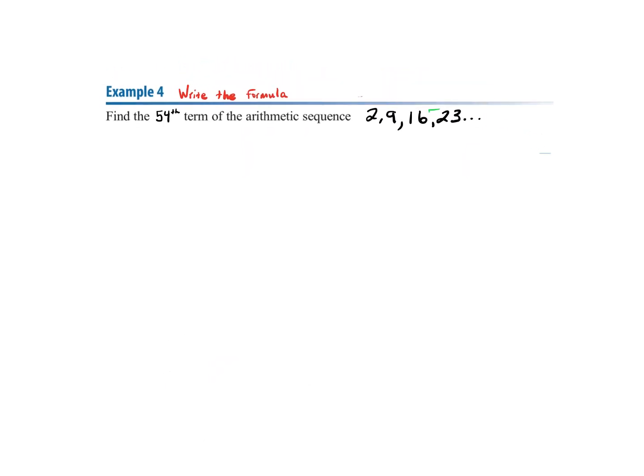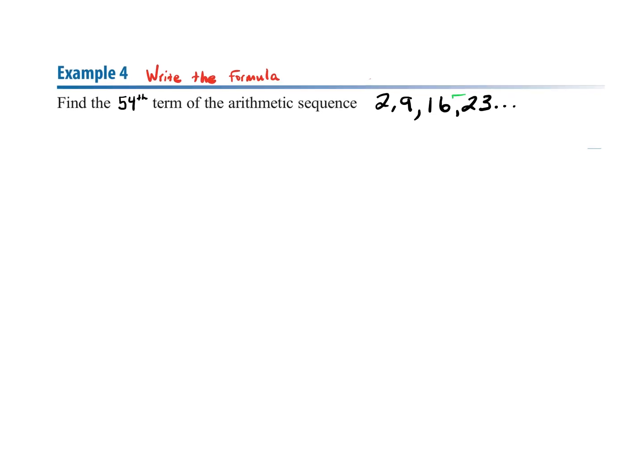Let's look at example 4. We want to write the formula and find the 54th term of the sequence. So with our formula, what's our common difference? What are we adding to get from one number to the next? We're adding 7. Perfect. So 7 would be our common difference. We could use either one of our formulas. If we want to use A sub n is equal to A sub 1 plus n minus 1 times D, we could use this one, or we could try our other one, which is kind of a little shortcut: A sub n is equal to D times n plus A sub 0. We could use either one.